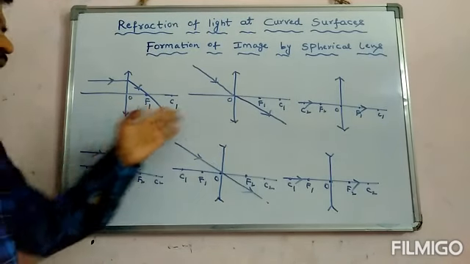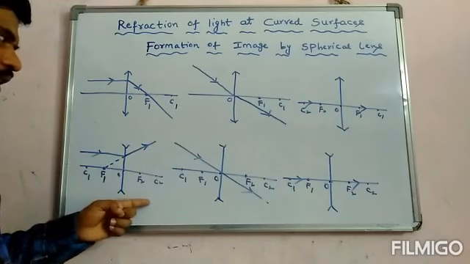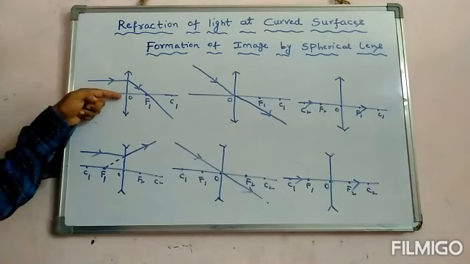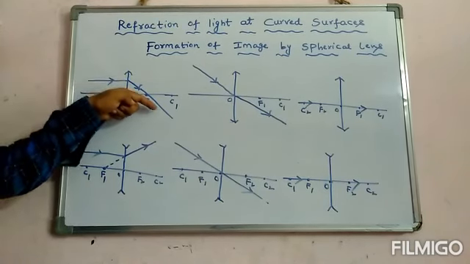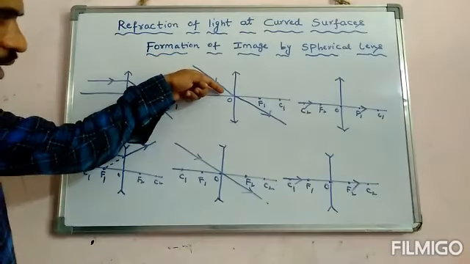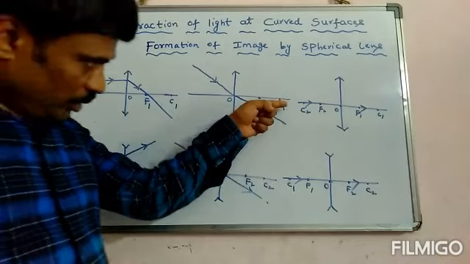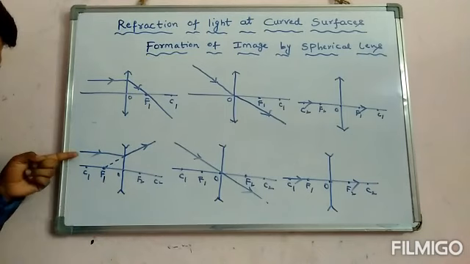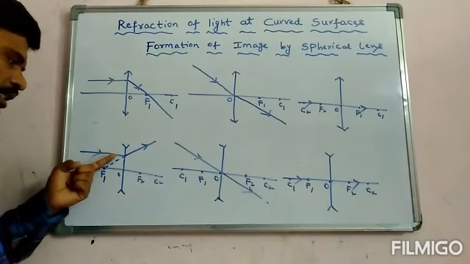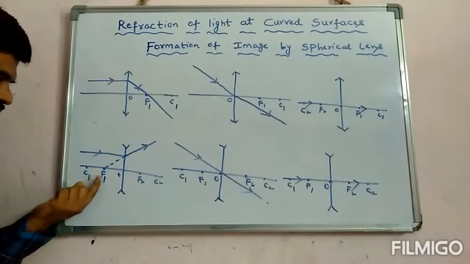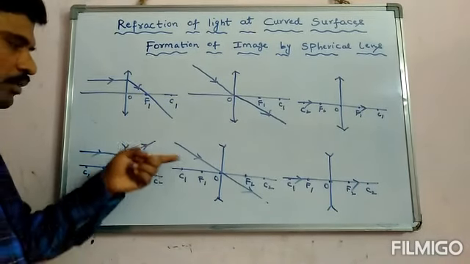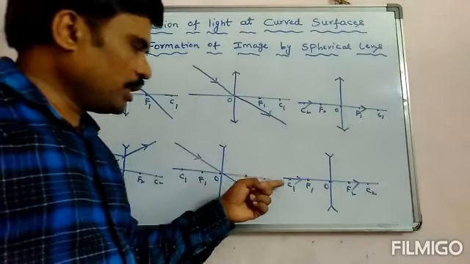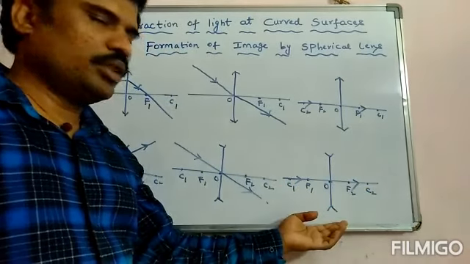Once again, let us see the rules for convex lens and concave lens. In case of convex lens, if any ray passing parallel to principal axis, then after refraction it passes through focus. Any ray passing through optic center, no deviation. Any ray passing through principal axis, no deviation. In case of concave lens also, if any ray passing parallel to principal axis, it will diverge in such a manner that it appeared to be coming from focus. Any ray passing through optic center, no deviation. Any ray passing through principal axis, here also you don't observe any deviation.